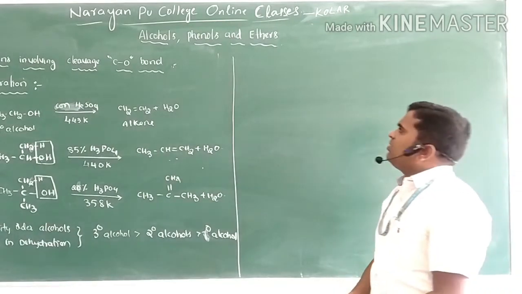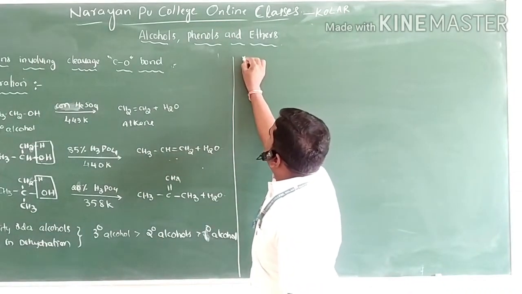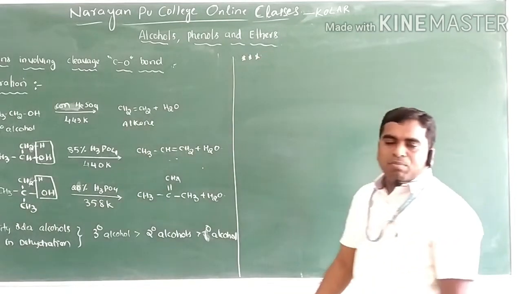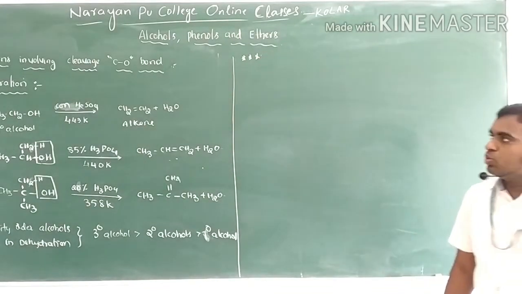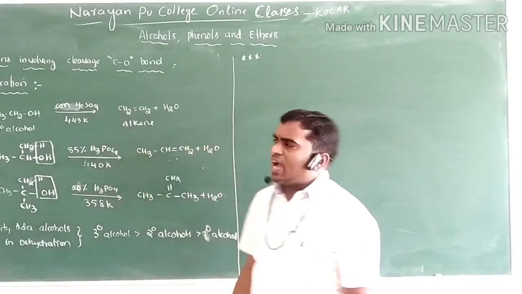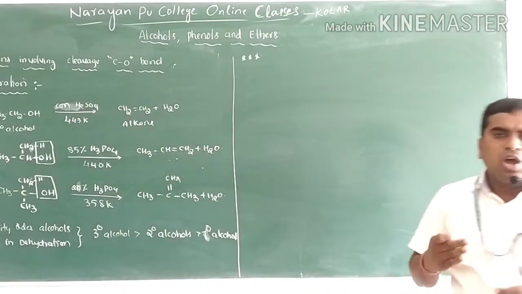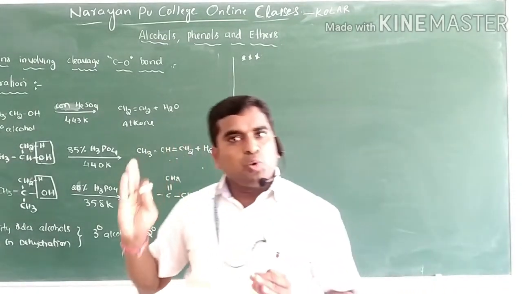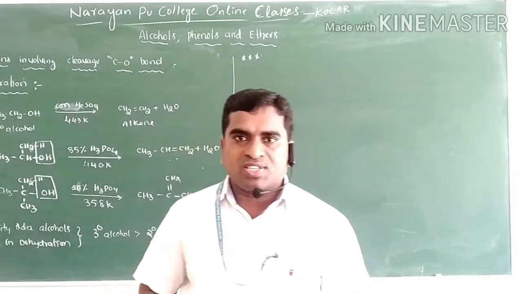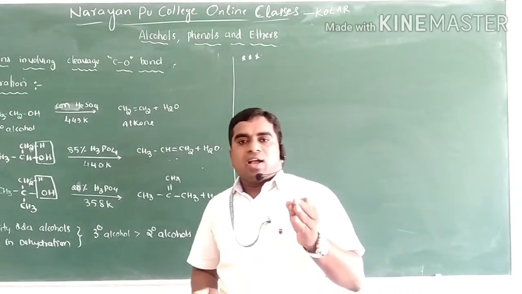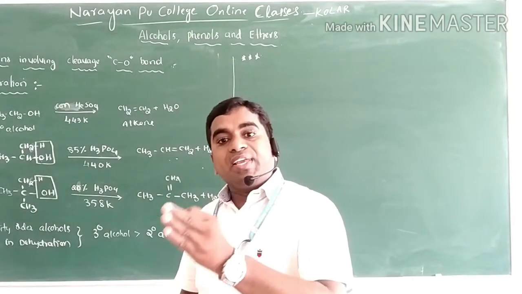Now, a very important question for the PU examination is the mechanism of ethanol to ethene, meaning how this dehydration reaction takes place. The dehydration reaction involves how many steps, that we have to discuss. Very important for the PU examination also. The question they will ask is: write the mechanism involved in the conversion of ethanol to ethene.